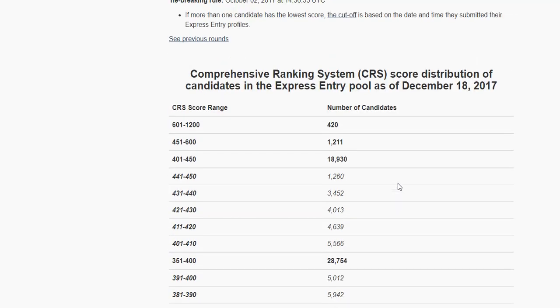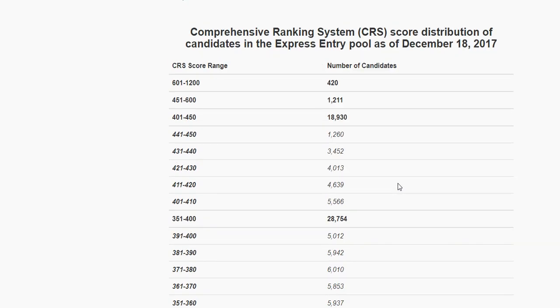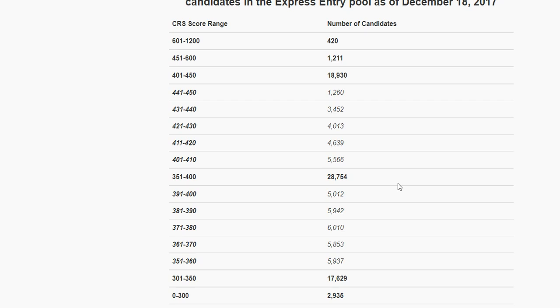As you can see here also, this is the score distribution of candidates. 420 candidates in the pool right now are scoring between 601 and 1,200. So in comparison to the rest, it's not that many. That's the top of the top. Between 451 and 600, there are around 1,211 candidates in the pool right now. And with a score between 401 and 450, there are 18,930.